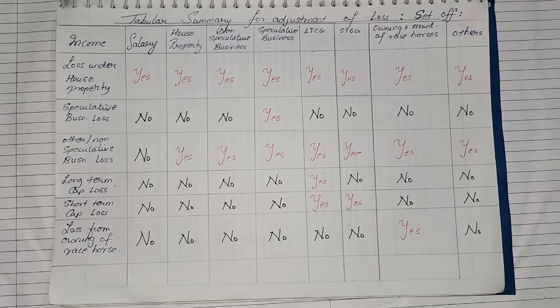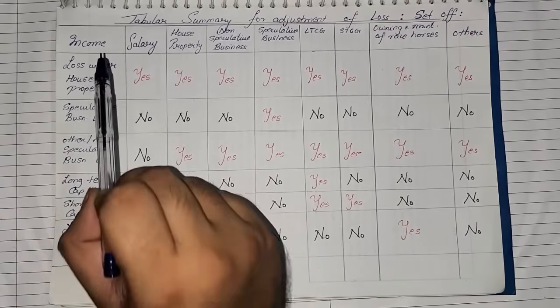Meaning if your profits are more than your losses, you can nullify your loss. And at times where your loss cannot be nullified with the profit, we have to carry forward it to the subsequent years. That's the meaning of set off and carry forward. Now this is a very important table that needs to be understood.